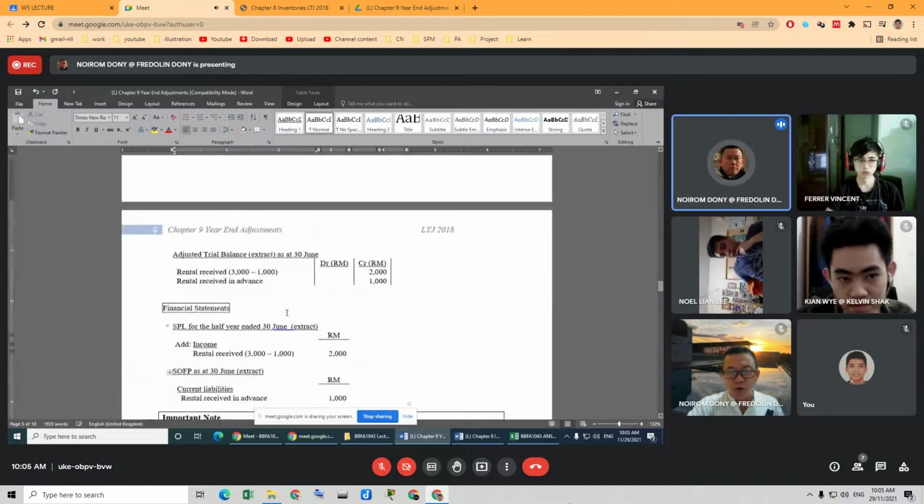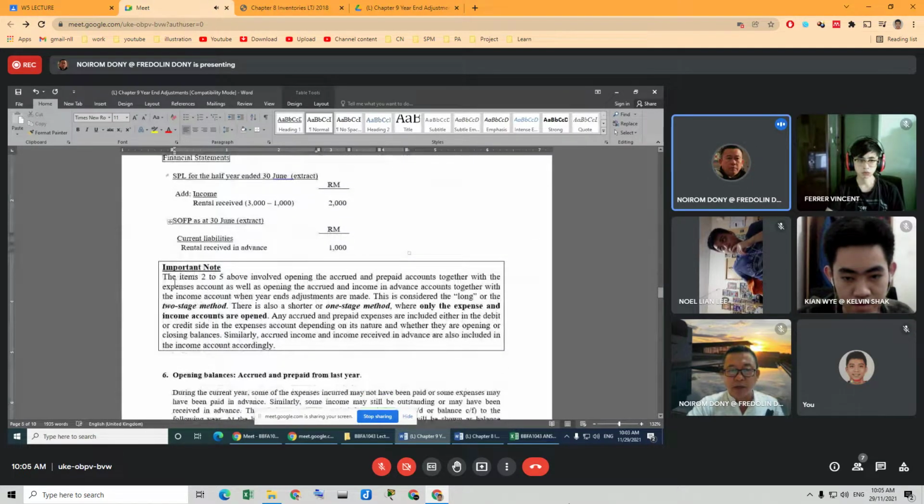And this is the long method. Items 2 to 5 involve opening the accrued and prepaid accounts together with expenses, as well as opening the accrued income and income in advance. This is considered the long method, or the two-stage method.